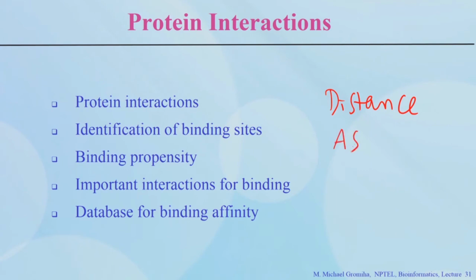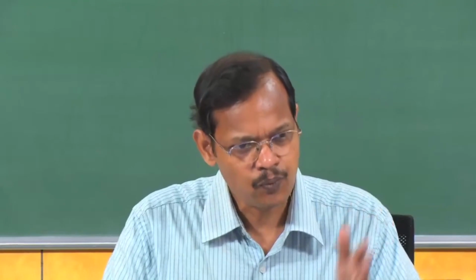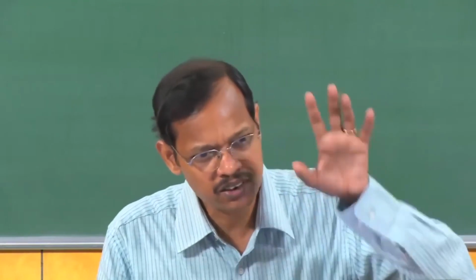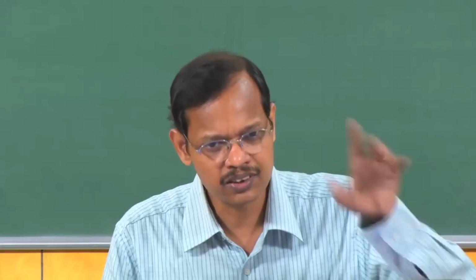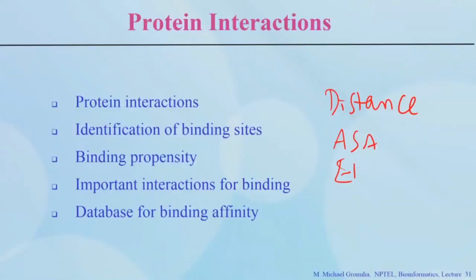Then we have the accessible surface area based approach. In this case, we take the accessible surface area for the whole complex, cut it into pieces, take the unbound one, and see the difference. If there is a difference in ASA, then we say they are in the interface. Then we take the energy-based approach. We calculate the interaction energy, and based on it we can set a cutoff, say 1 kilocalorie per mole. If it is less than that, we say this is the interface. Using this information we identify the binding sites, and from those binding sites we calculate the binding propensity.